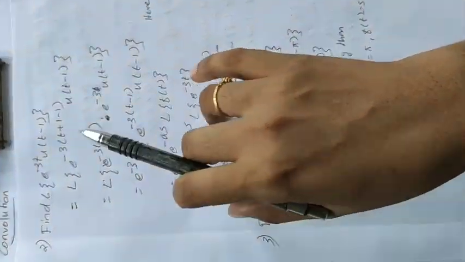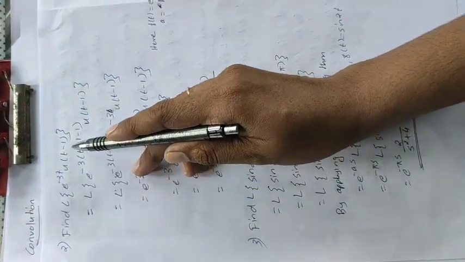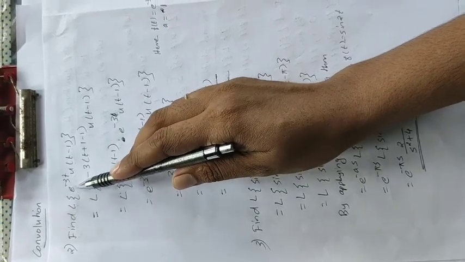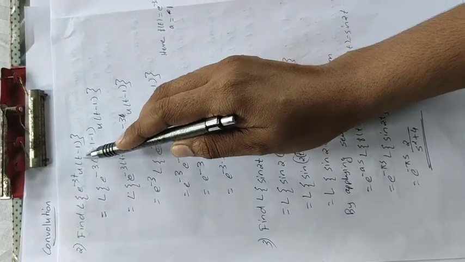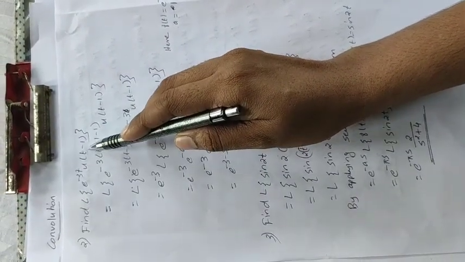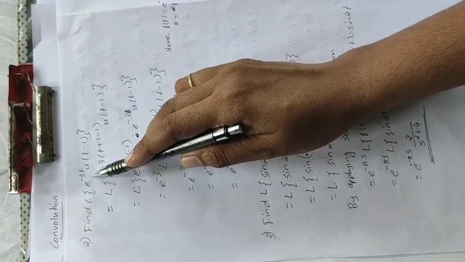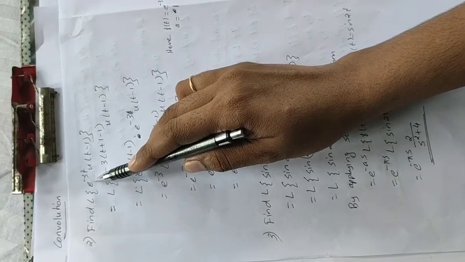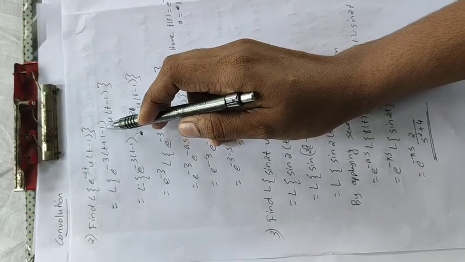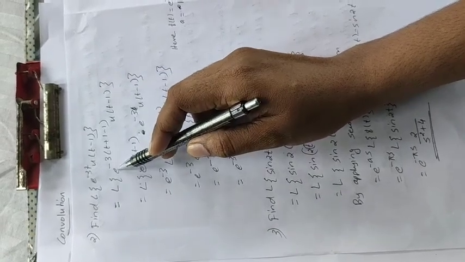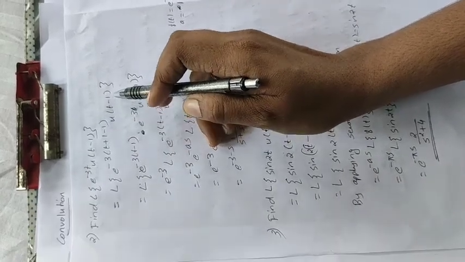Next problem. Find L of e raised to minus 3t u of t minus 1. Here this is not in the form of f of t minus a, and this is u of t minus 1, that is u of t minus a. Here a equal to 1. So we have to write this in the form of f of t minus a. For that, we add 1 and subtract 1 from t. So e raised to minus 3 into (t plus 1 minus 1) into u of t minus 1.